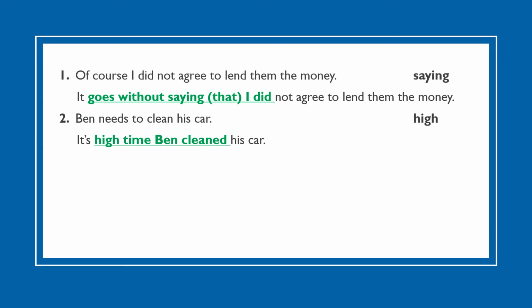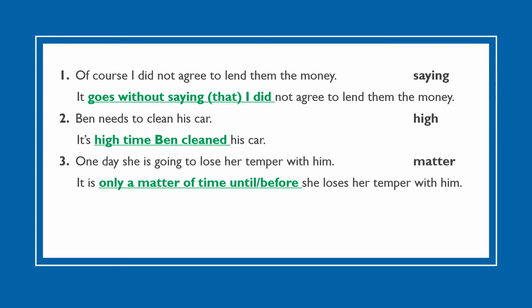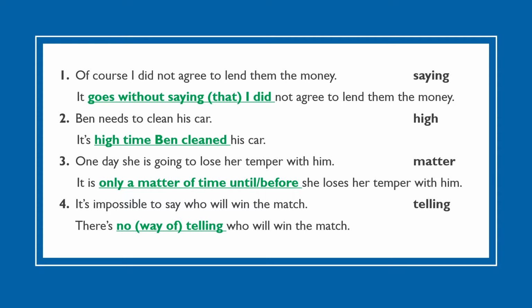Number 3. It's only a matter of time until. We can use until or before with this structure. It means that it's certainly going to happen one day. And finally, number 4. There's no telling, or no way of telling, who will win the match. It's impossible to know.